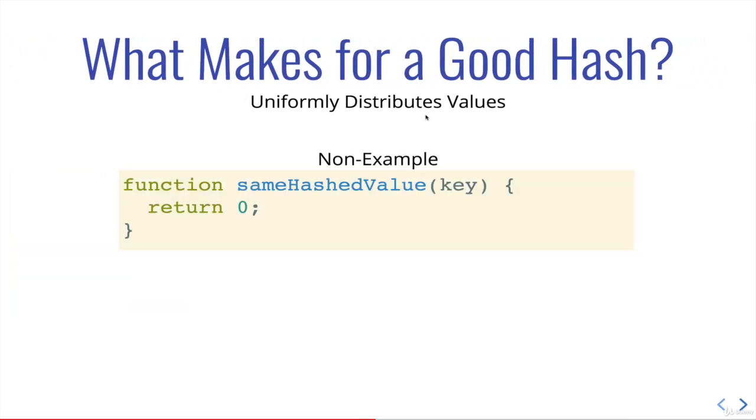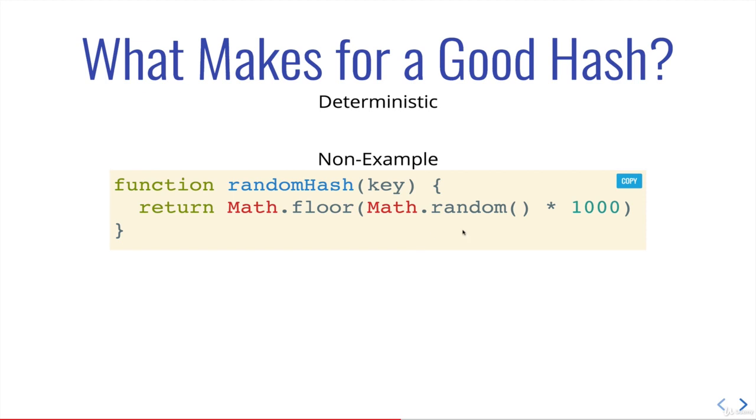We want it to distribute values uniformly, so not like this, which just gives 0, as this is a valid hash function. If it meets our definition, it takes an input of any size and it maps it to an output of fixed size. It just maps every input to 0, which is not what we want. And then deterministic. So this also is not a good one because it is non-deterministic. It involves a random number, multiply it by 1,000, and then floor that. That's not good because that's not going to give us the same output every time for the same input.